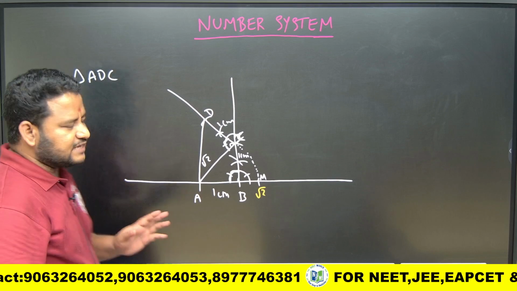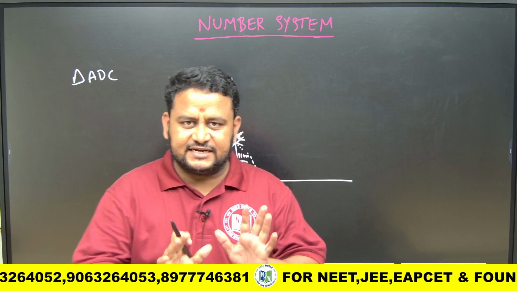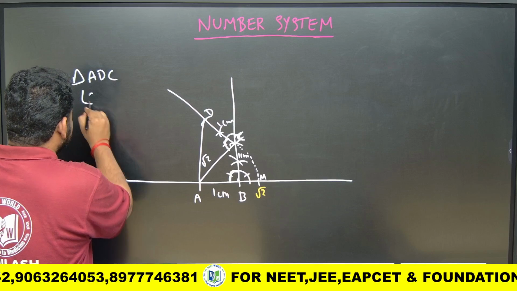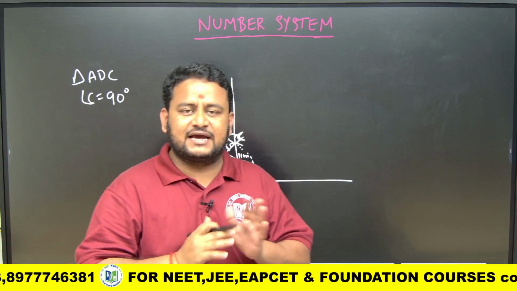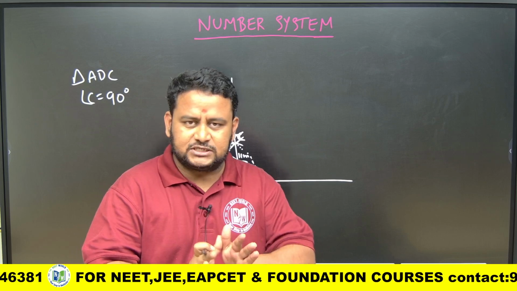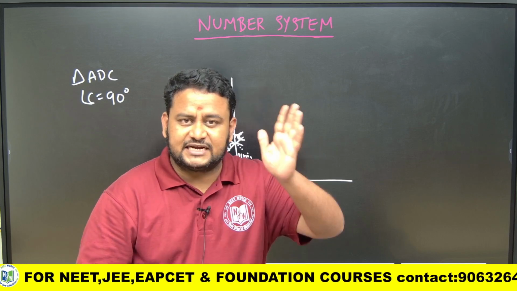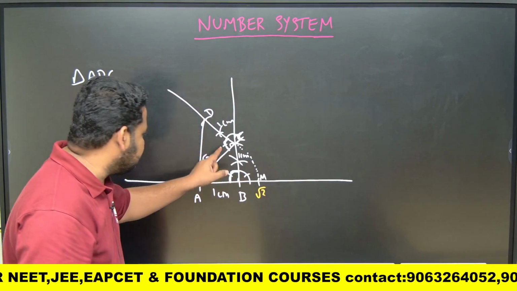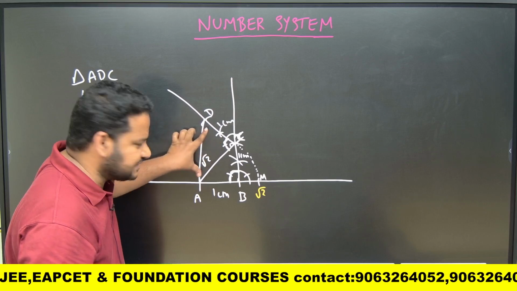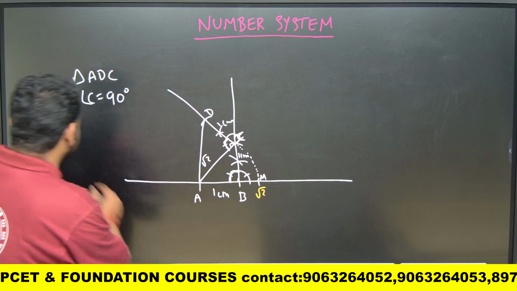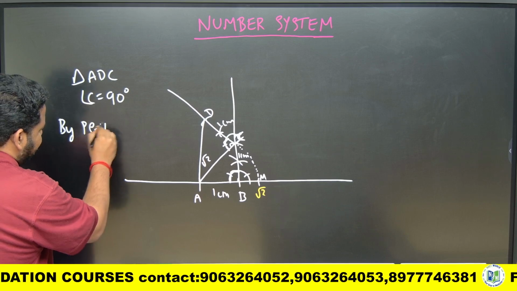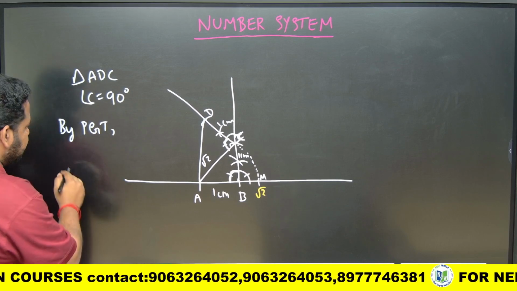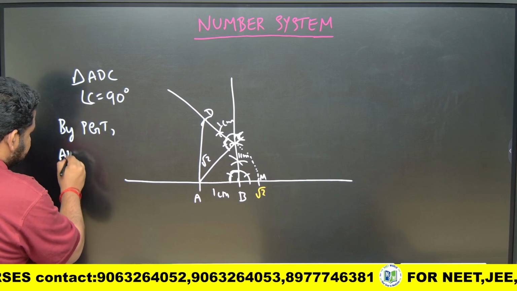In the triangle, what is angle C? Angle C is 90 degree. The side which is opposite to the angle having 90 degree, that side is what? Hypotenuse. This is 90 degree, so its opposite side AD is the hypotenuse. By Pythagoras theorem, I will write it in short form, but please write the full form in the examination. By Pythagoras theorem, AD square is equal to what?